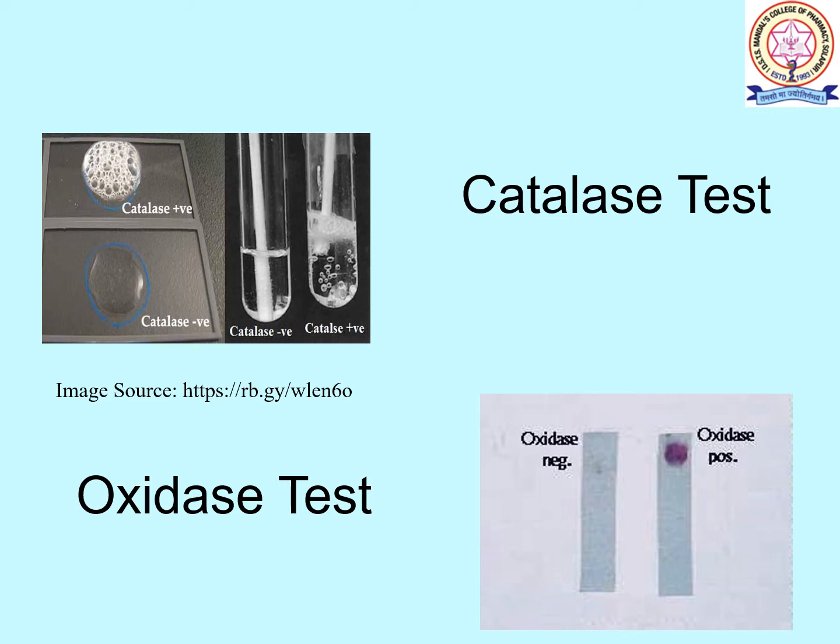So if there is a positive reaction, it can show an intense purple deep blue color within 5 to 10 seconds, or sometimes a delayed positive reaction is also seen, which will be obtained in 10 to 60 seconds, and a negative reaction is shown by absence of coloration, so this will be oxidase negative.